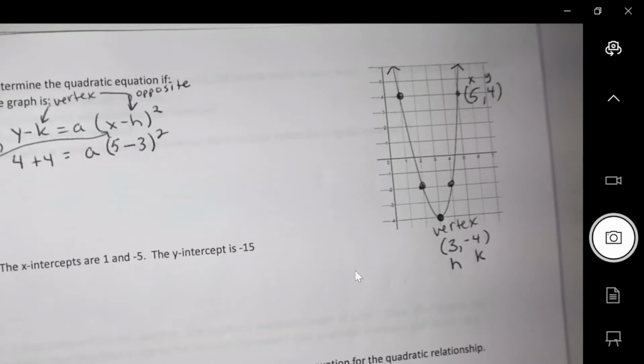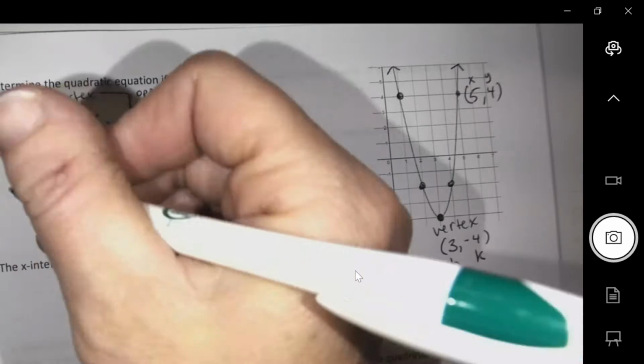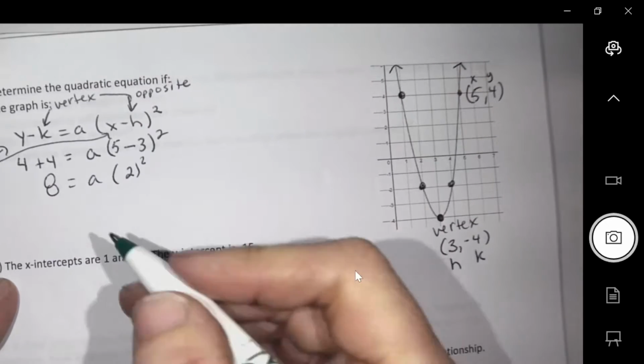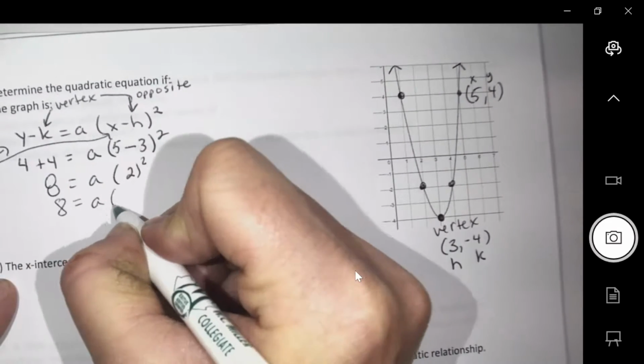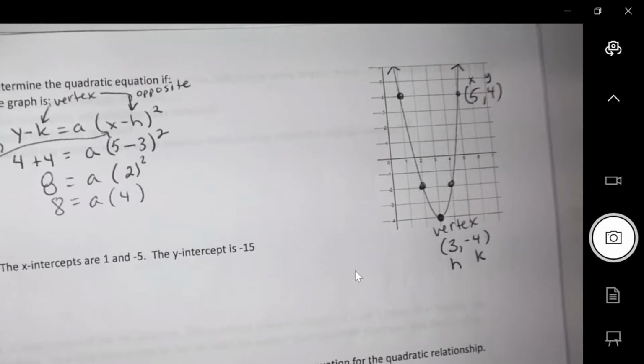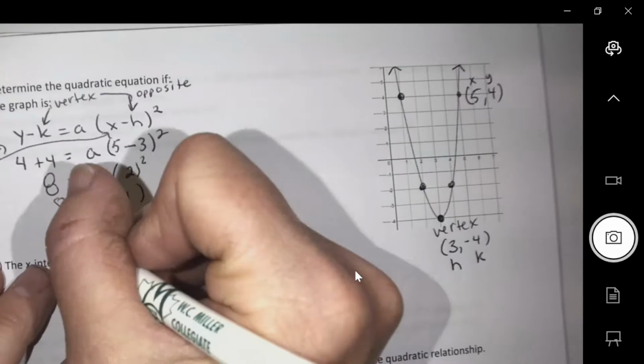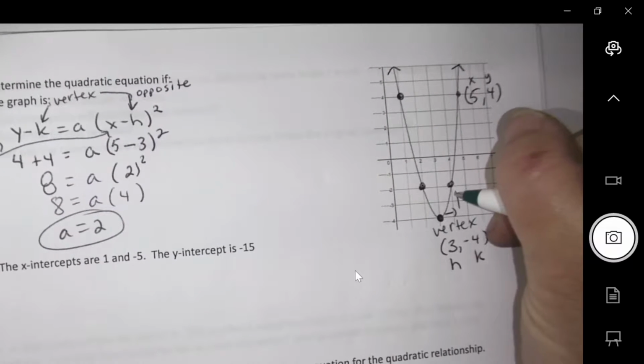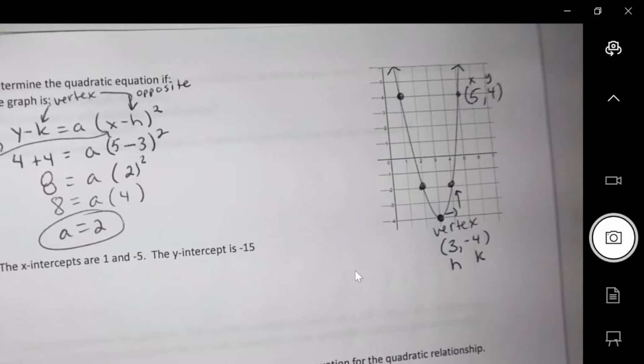And I'm going to figure out the slope. Okay, so this is 8, and this would be 2 squared, and 2 squared is 4. Therefore, my slope is 2. Okay, and I also visually knew that. I don't know if I talked to you about this, but if I went over 1 and up 2, that's because the slope is 2.